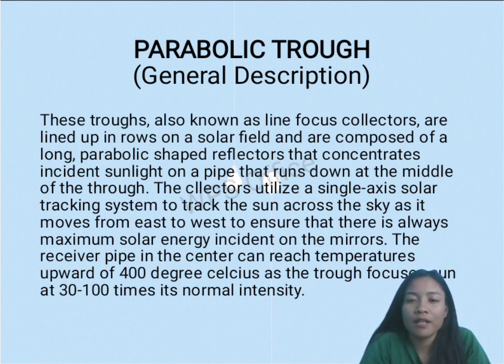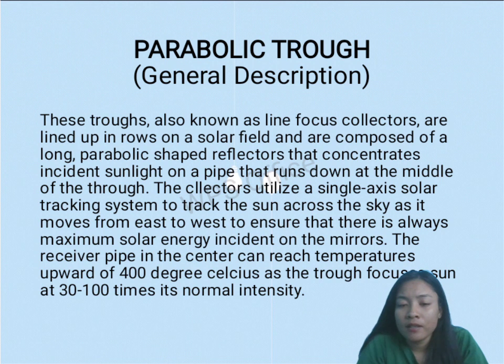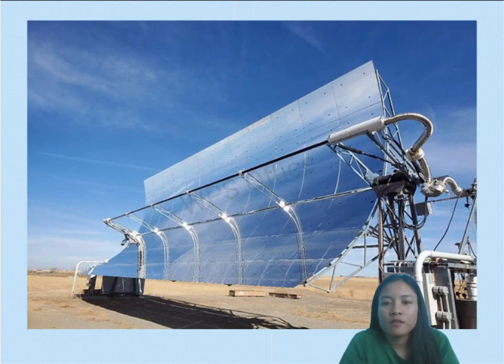So the collectors utilize a single-axis solar tracking system to track the sun across the sky as it moves from east to west to ensure that there is always maximum solar energy incident on the mirrors. So the receiver pipe in the center can reach temperatures upward of 500 degrees Celsius as the trough focuses sun at 30 to 100 times its normal intensity. So dito makikita natin ang example ng parabolic trough.